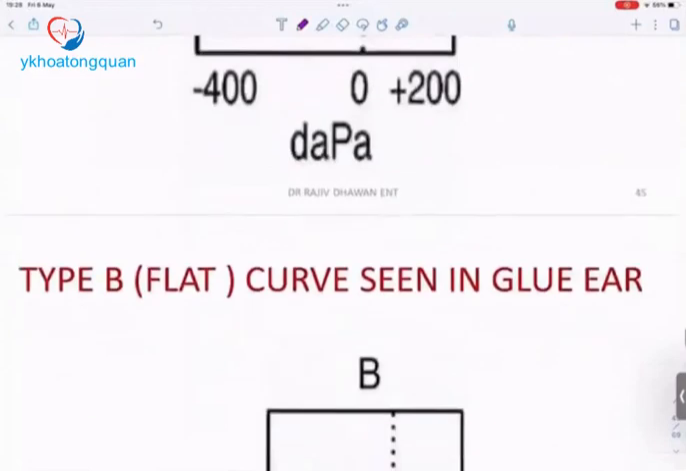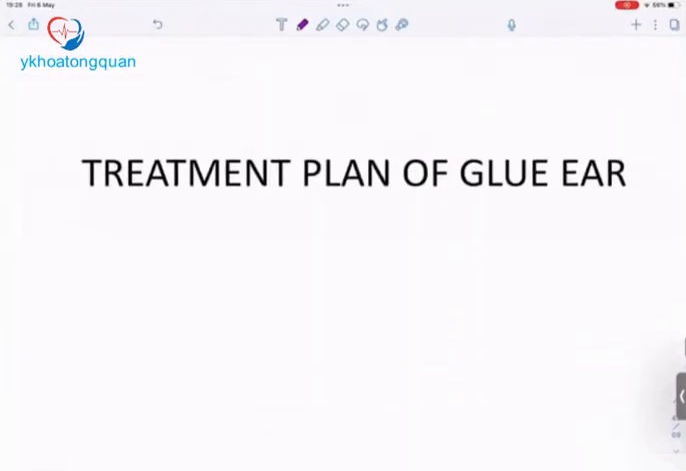Now, let us discuss the treatment plan now. Treatment plan. So we've done the causes, presentation, investigation, and now the treatment.